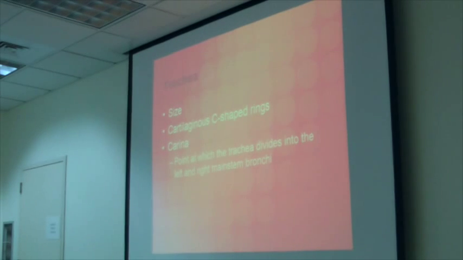In the trachea, the size is 10 to 12 centimeters long, and it's about 2.5 centimeters in diameter, just to give you an idea of the size of the trachea. The trachea isn't rigid. It can enlarge and get smaller, so it does move a little bit. There are cartilaginous C-shaped rings, about 16 to 20 of these cartilaginous rings.